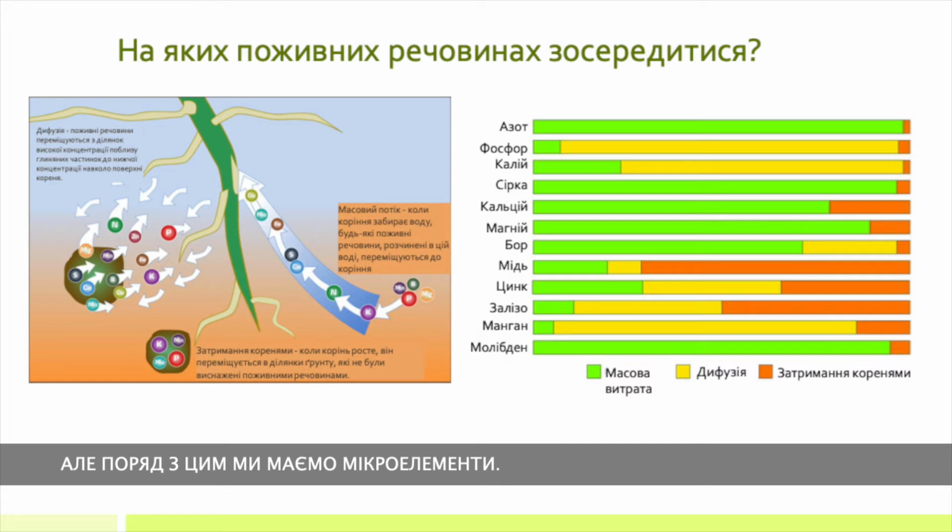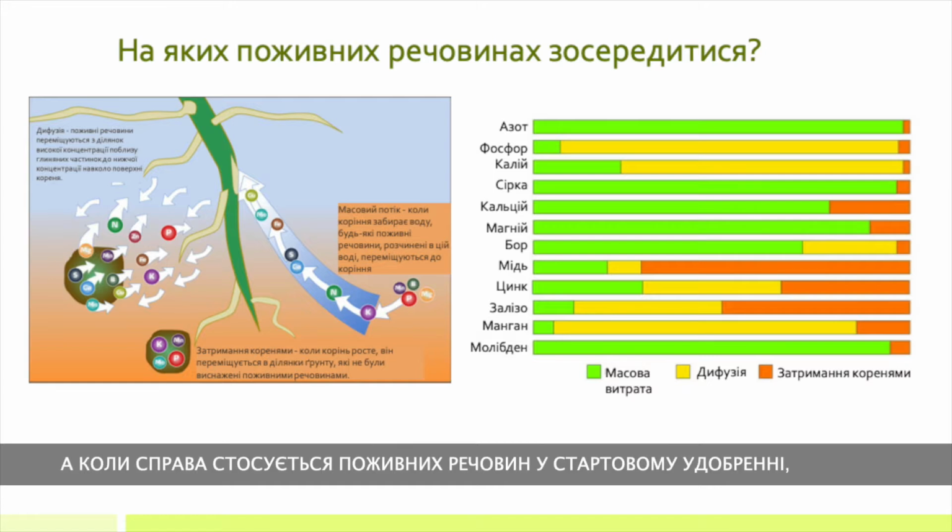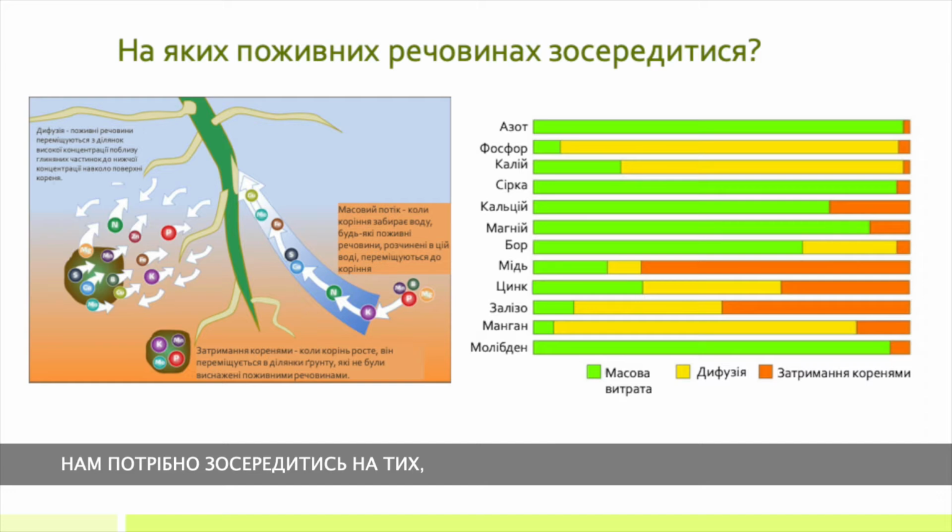But next to that, we have the micronutrients. When we talk about micronutrients and starter fertilizers, the focus should be on zinc and manganese, and maybe copper to some extent, but quite often it's limited to manganese and zinc. So when it comes to the nutrients in a starter fertilizer, we need to focus on those transported mainly by diffusion. And as I said, the focus should be very much on phosphorus, zinc, and manganese.